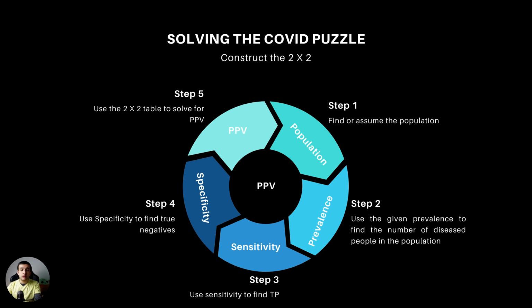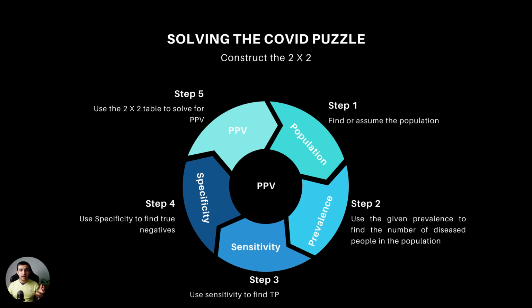Second step is to use the given prevalence to find out the number of diseased people in the population. Think about it for a second. If the question says that there are 10 people in a population and the prevalence is 5, that means that 5 people are diseased, right? So if you apply the gold standard test in that population, then you'd find 5.